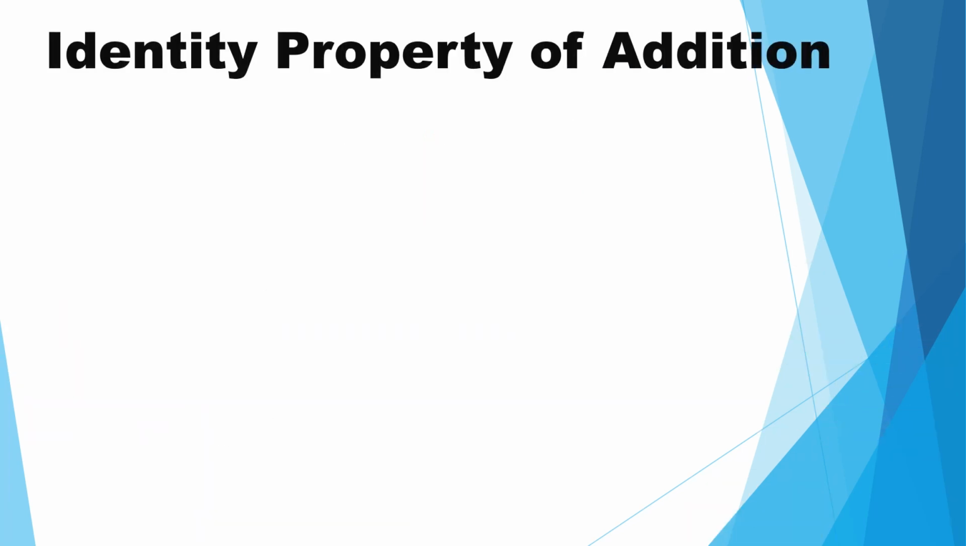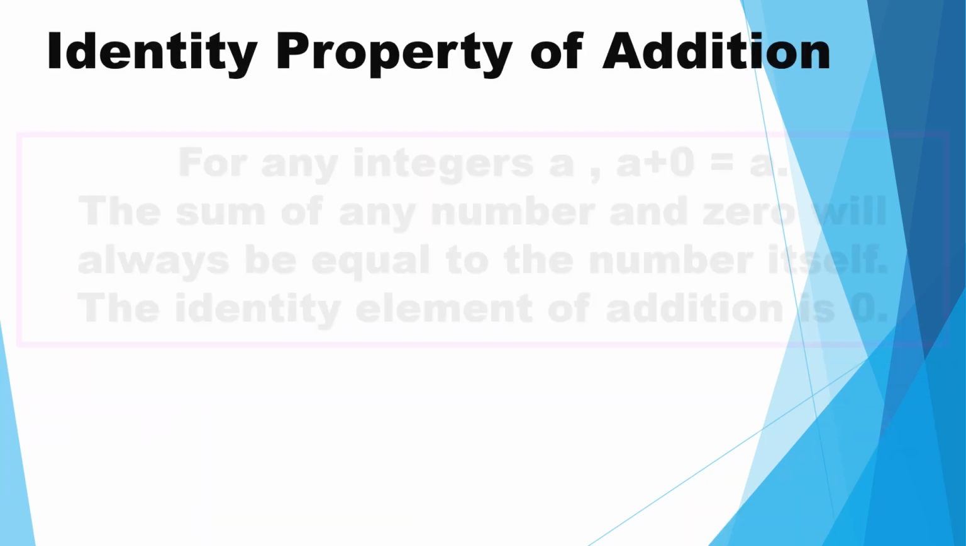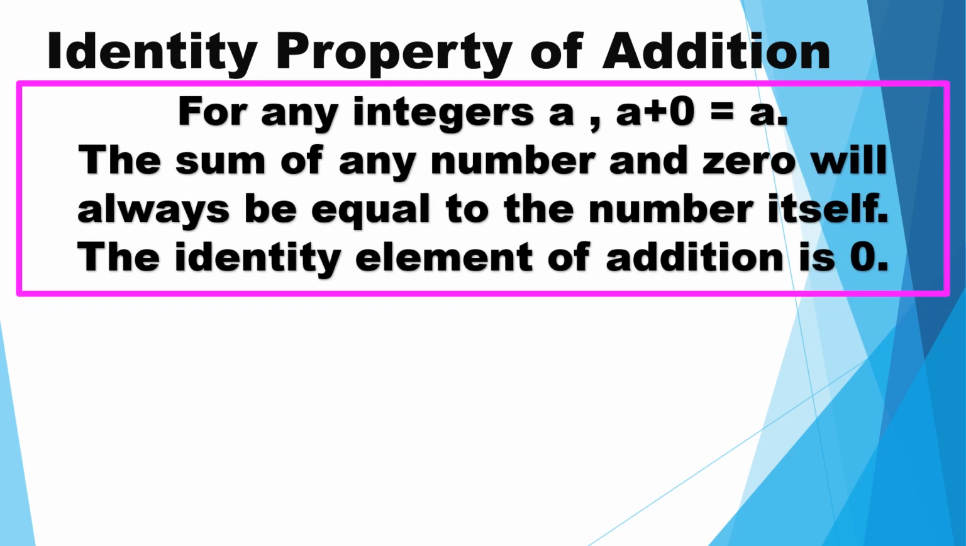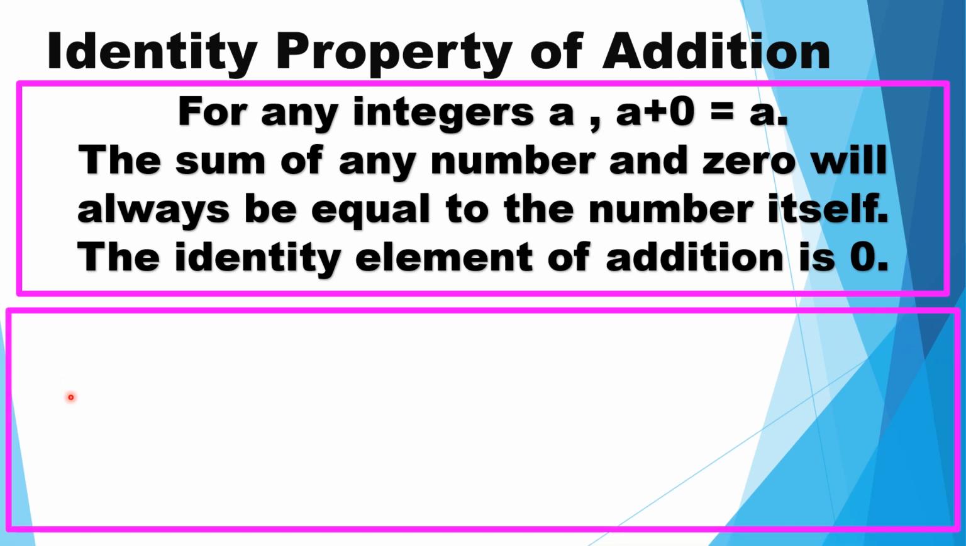Identity property of addition. For any integer a, a plus 0 is equal to a. The sum of any number and 0 will always be equal to the number itself. The identity element of addition is 0. Let us have an example.